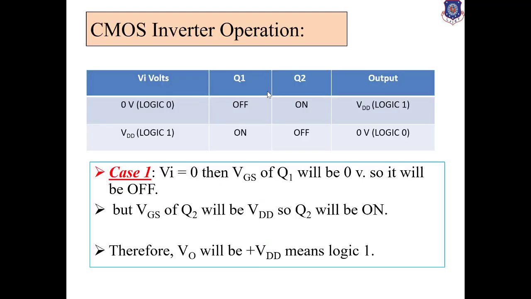And according to this table, you can explain the operation in detail. If input is 0, then output is 1. If input is 1, then our final output is 0. Thus, CMOS works as an inverter circuit.